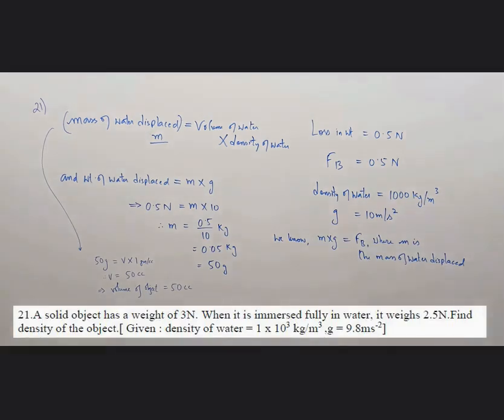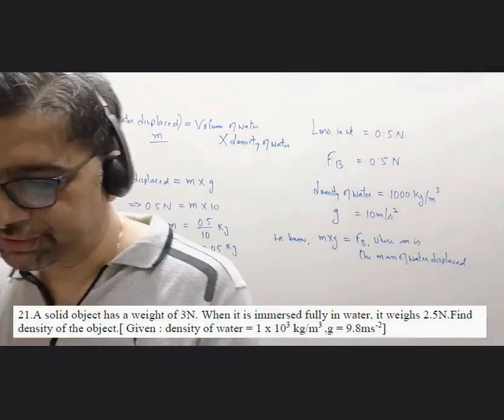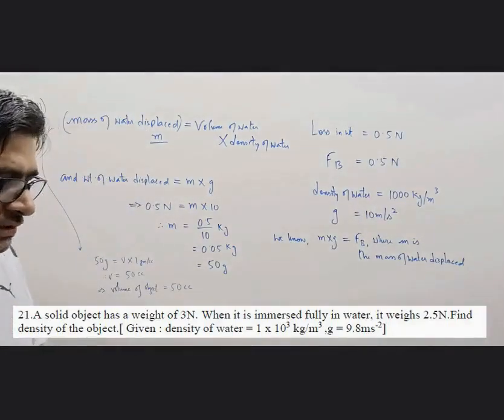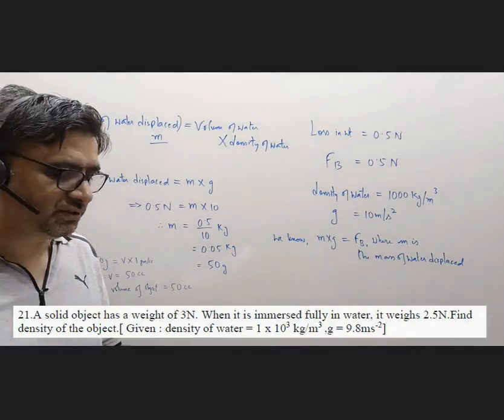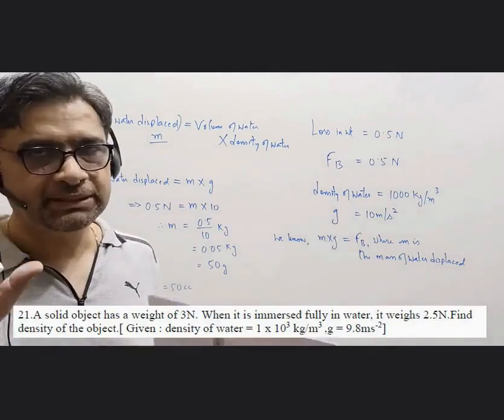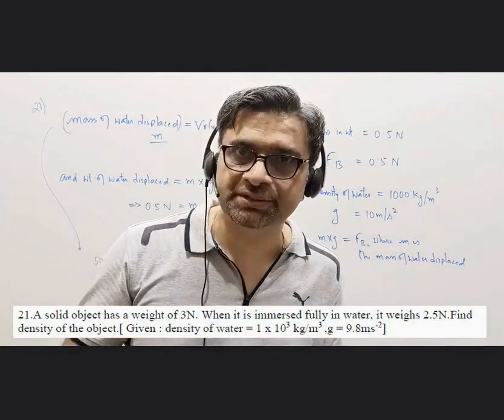This is question number 21 for you. A solid object has a weight of 3 newtons. When it is immersed fully in water, it weighs 2.5 newtons. So find the density of the object. Well, let us take baby steps in solving this question. Small steps. That's what I mean when I say baby steps.